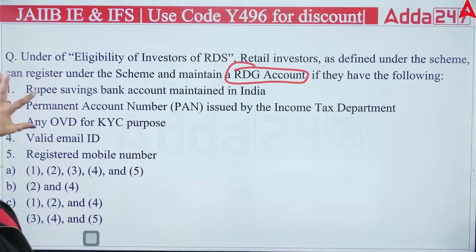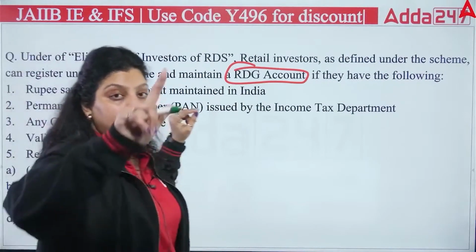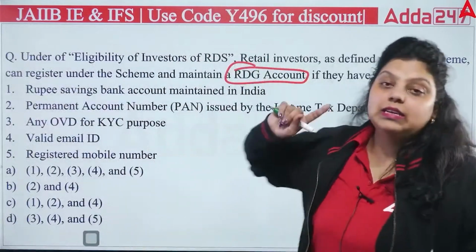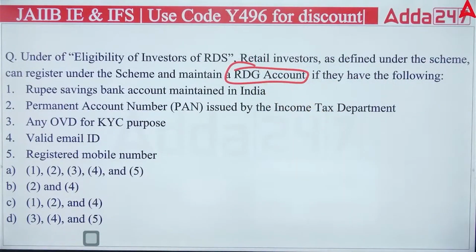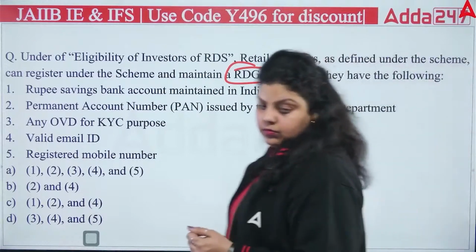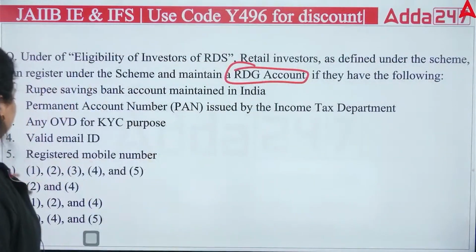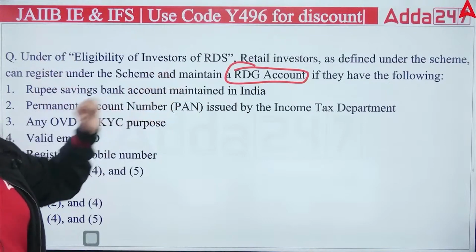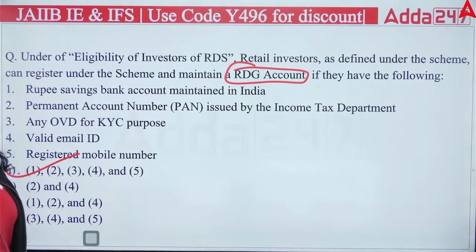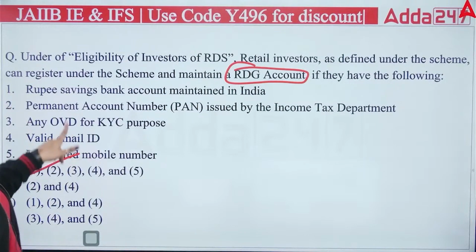Out of these, what are the requirements to become an investor under the Retail Direct Scheme so that you will be allowed to have an RDG account? Let me know. Out of these 5 requirements, which will definitely have to be there? A, B, C or D? And the right answer here will be all are correct. All the statements are correct. You need to have all these things to have the RDG account to invest in the Retail Direct Scheme. So all will be the answer.